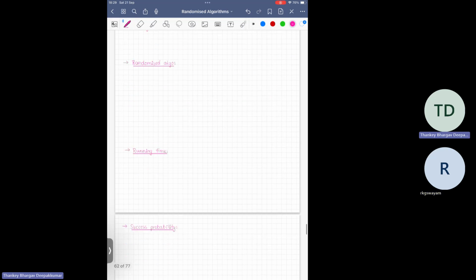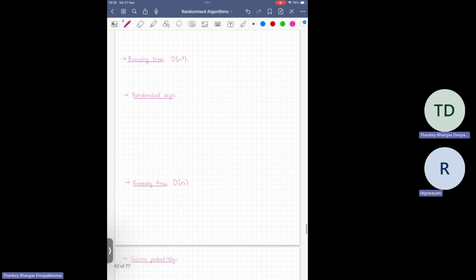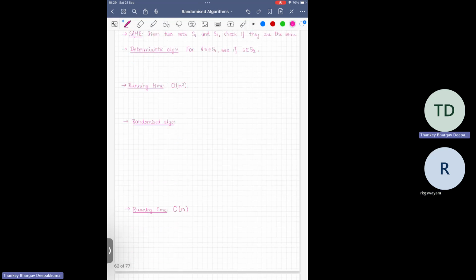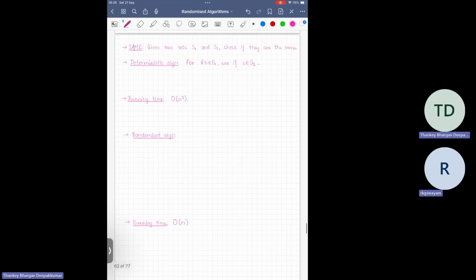So now the goal is to come up with a randomized algorithm whose running time is much smaller. In fact, the running time would be order n, since a polynomial can be evaluated in order n time. And we would use Schwartz-Zippel to do this. Recall that general recipe for using Schwartz-Zippel: I have to come up with a polynomial which is zero if and only if the two sets are the same.